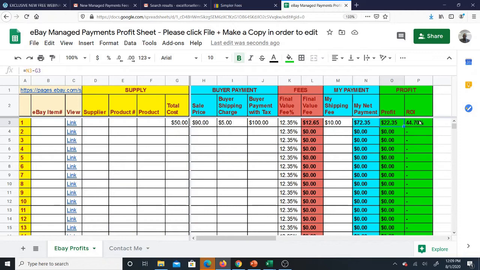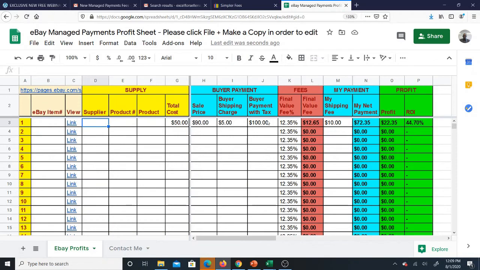And ROI, this is called return on investment, and this is simply what percentage of your original cost did you get back in profit. So your profit is 44.7% of what you invested in the item, your original cost. And that's what this is, just to get an idea of what kind of return you're getting on your investments.